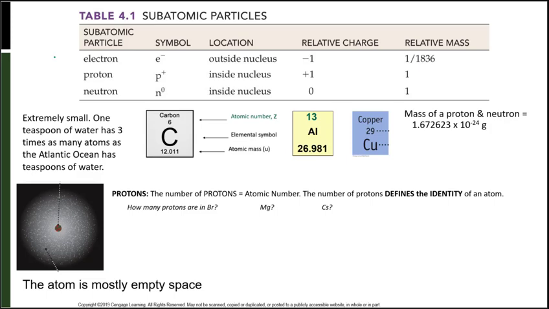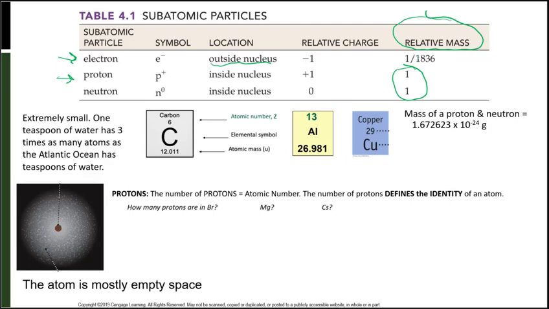So here we go. We've got our electron, which is located outside of the nucleus and has a charge of -1. Our protons, which are inside the nucleus, have a charge of +1. And then we have our neutrons, which are also inside the nucleus, and they do not have a charge. They're 0. Also look over here on the far right side at the relative mass. Our protons and neutrons each have a mass of 1, so they have equivalent mass.